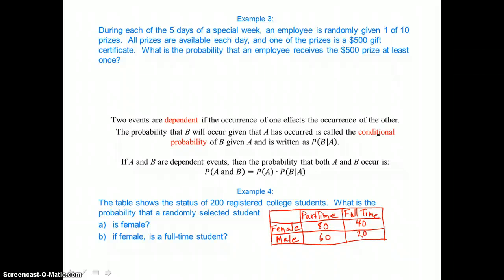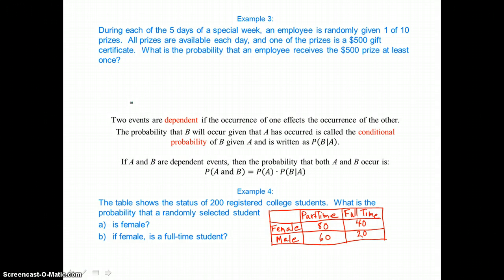In example 3, during each of the 5 days of a special week, an employee is randomly given one of 10 prizes. All prizes are available each day, and one of the prizes is a $500 gift certificate. What is the probability that an employee receives the $500 prize at least once? Well, to satisfy at least once, one employee could receive the prize, the $500 gift certificate. 2 could, 3 could, 4 could, or all 5 winners could receive this $500 gift certificate.